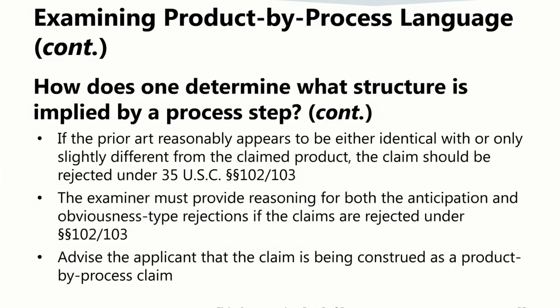It is important to make it clear in your office action that the claim is being interpreted as a product by process claim and remind the applicant how product by process claims are examined. The burden then shifts to the applicant to explain why the prior art product is different from the claimed product.